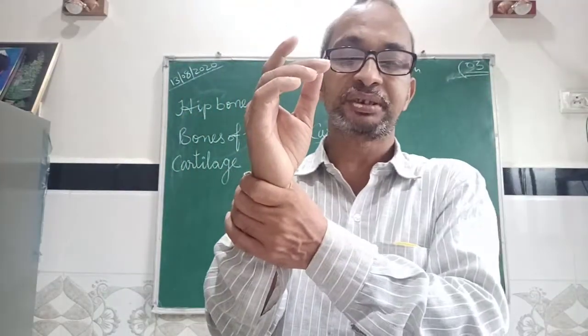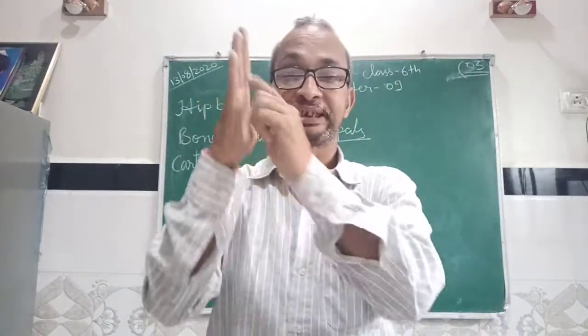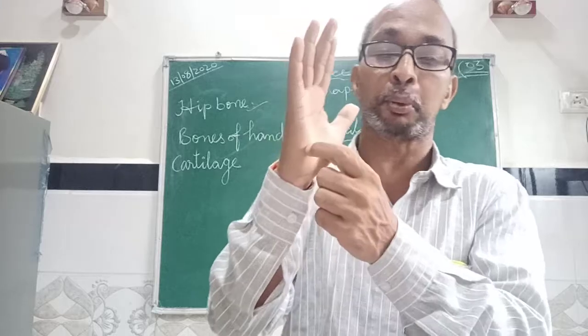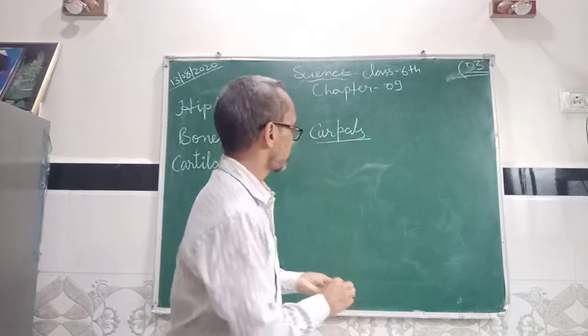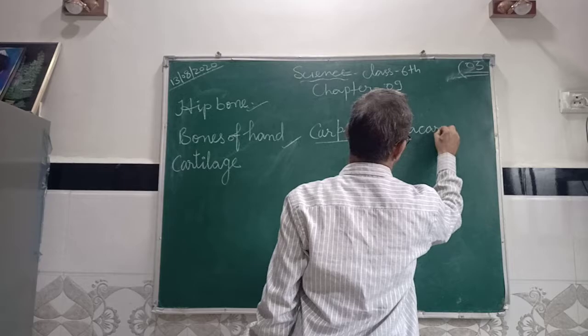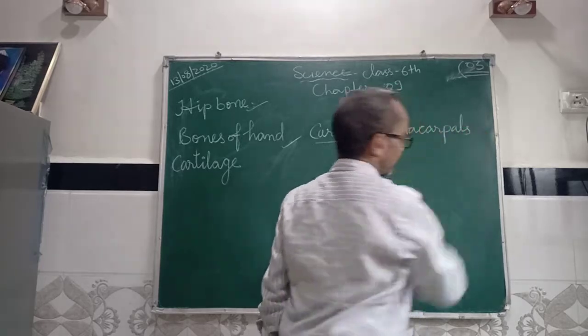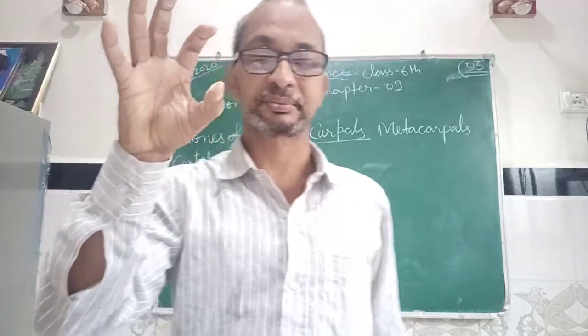And after the wrist, the palm of a hand is composed of 5 longer bones called metacarpals. Metacarpals.